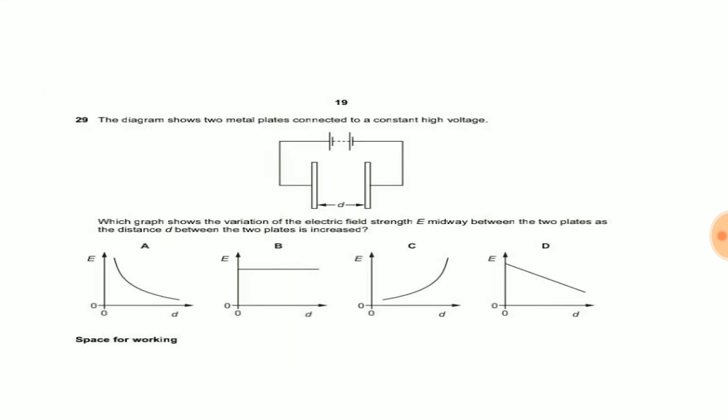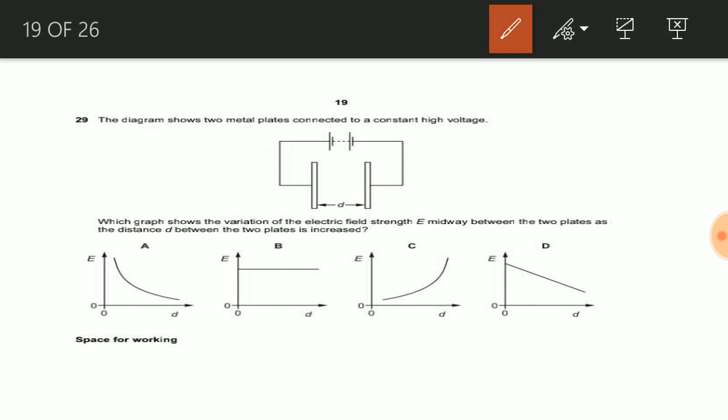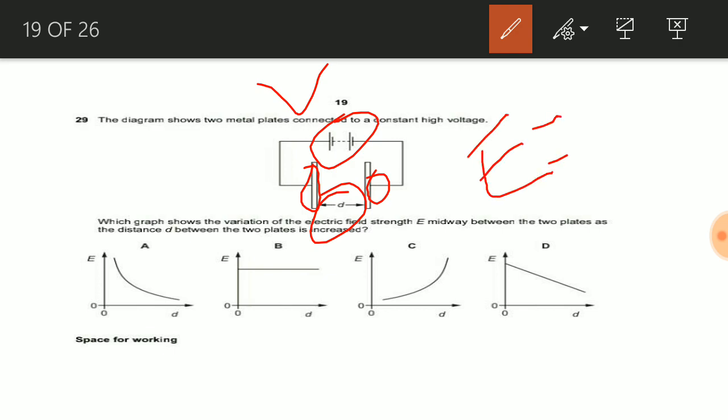Now let us see another question. In this question, this is the positive plate, this is the negative plate, and the potential difference is V, D is the distance. We know our formula to calculate electric field strength: E is equal to V divided by D. E is the electric field strength, V is the potential difference, D is the distance between the plates. Now among these options, which graph represents E and D for constant V?